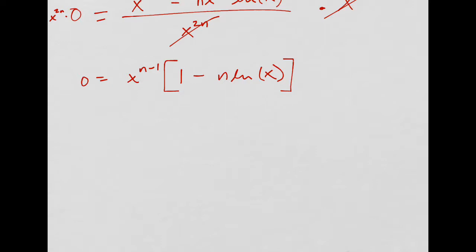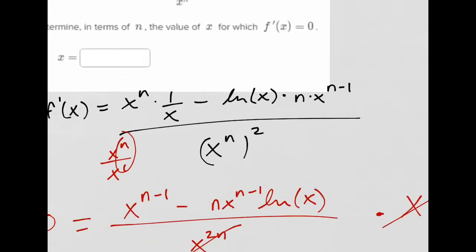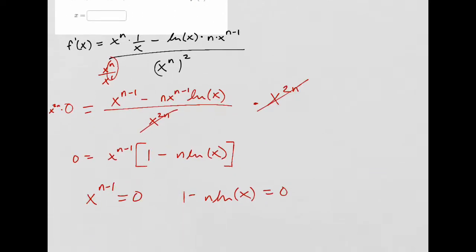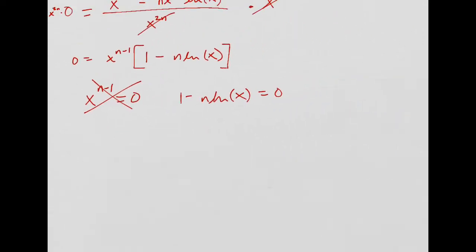By the zero product property, I can set each piece equal to 0. So I'll set that equal to 0, and I'll have 1 minus n ln of x equal to 0. Now, from the original problem, it says that x is greater than 0, meaning that can't ever be, because if we take the n minus 1 root of both sides, say it's 37, the 37th root of 0 is still just 0. So x cannot equal 0. That means we can ignore that part.